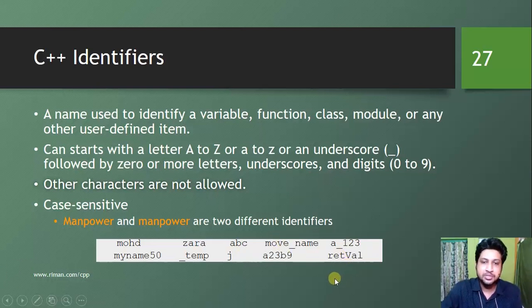Here are some examples of valid identifiers. So _temp is valid, myname50 is valid. If it was 50myname, then it is not a valid name, because an identifier name cannot start with a digit. It should start with A to Z, small a to z, or an underscore, nothing else. And it can be followed by any digits or any underscore. No other character is allowed in identifiers.